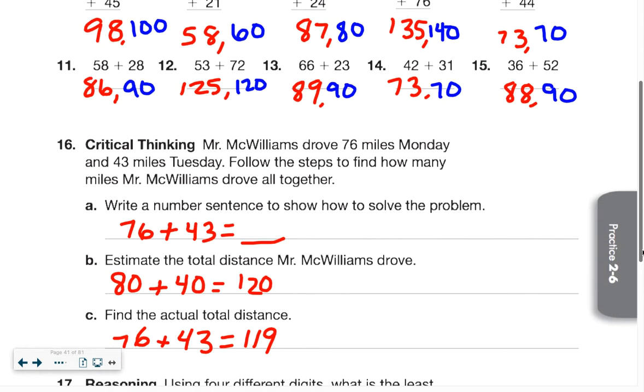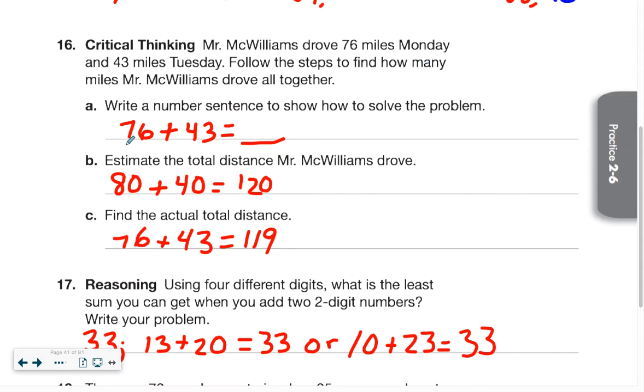Number 11, 86, then 90. Number 12, 125, 120. Number 13, 89 and 90. Number 14, 73 and 70. Number 15, 88 and 90.